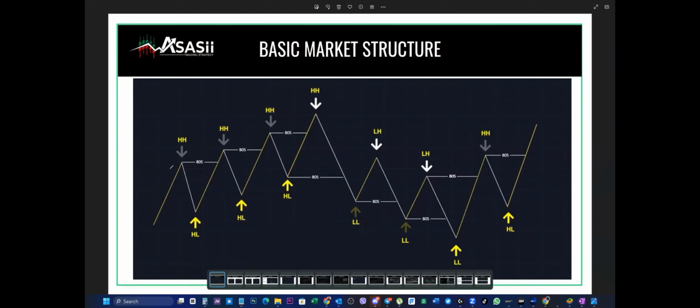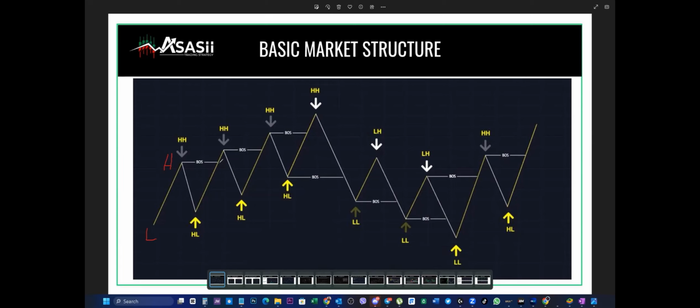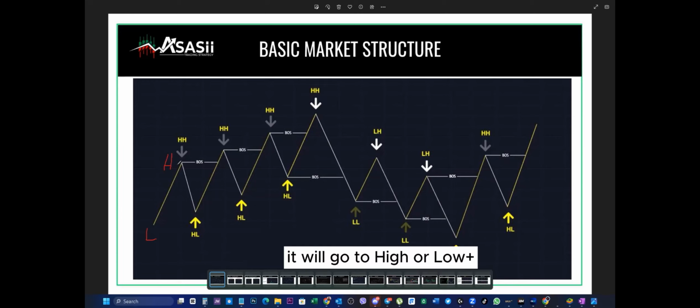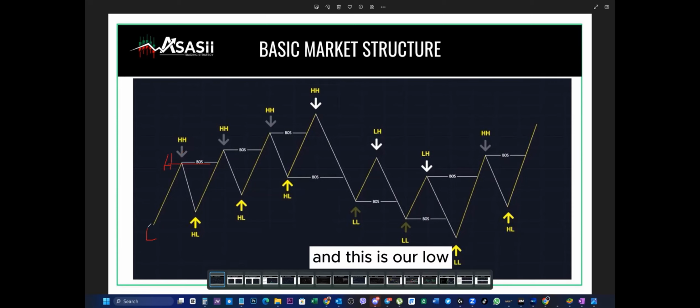First of all, for example, the price creates a low and a high. You have to ask yourself, which one will the price break after a few minutes or after an hour? Tanungin mo lang ang sarili mo, ano ba ang mabe-break ng price? Pupunta ba siya, tataasan ba niya yung high or bababaan yung low? So you have to check on that. This will be our high and this is our low.